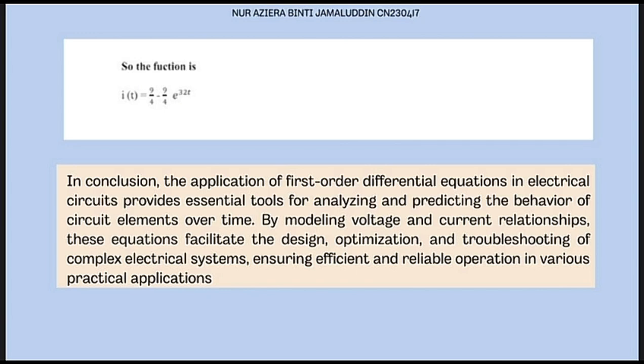First-order differential equations in electrical circuits provide essential tools for analyzing and predicting the behavior of circuit elements over time. By modeling voltage and current relationships, this equation facilitates the design, optimization, and troubleshooting of complex electrical systems, ensuring efficient and reliable operation in various practical applications.